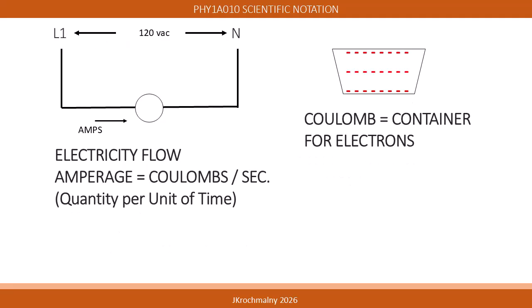Electricity also has a flow rate, and the electrical term used for this flow rate is amperage. The amperage term is also representing a value involving two conditions of quantity and units of time. A coulomb can be considered the container for electrons, similar to gallons being a container for liquids.